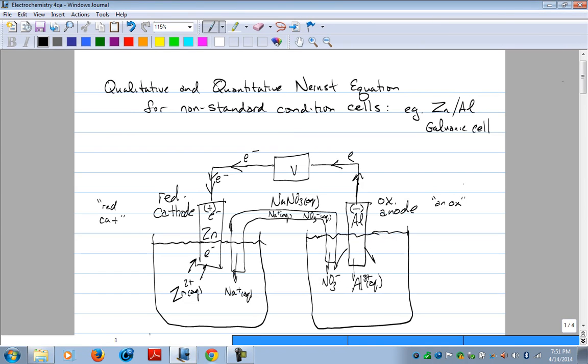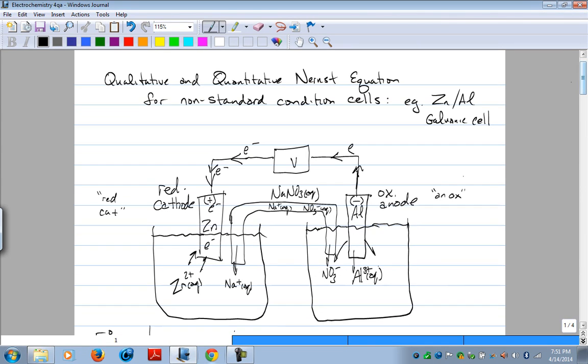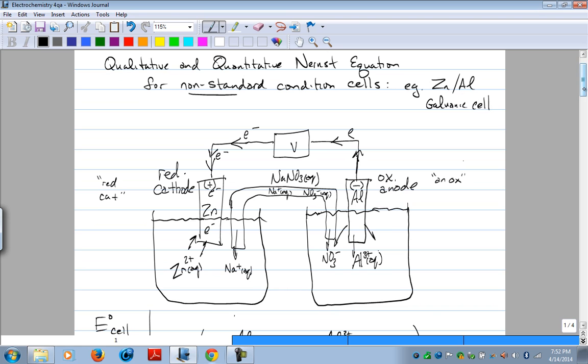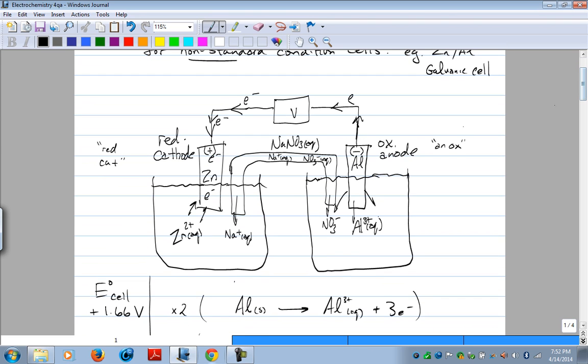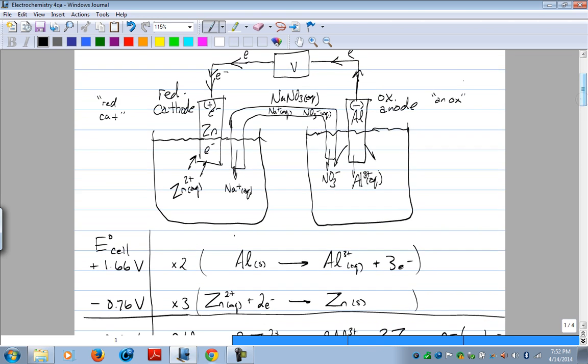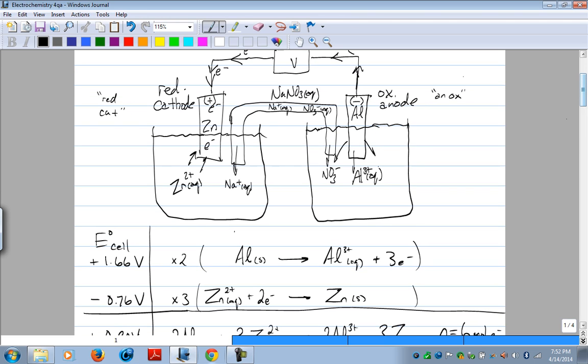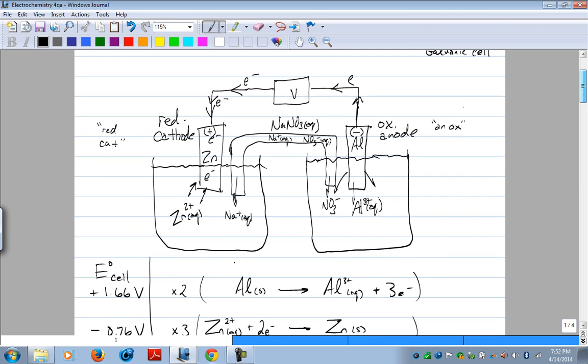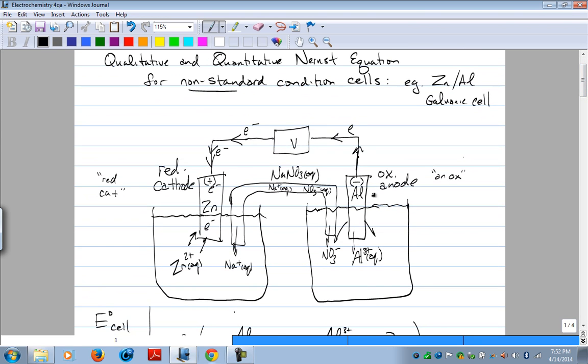Let's look at a couple of galvanic cells with non-standard concentration conditions, but we'll keep the temperature at 298 Kelvin. Starting with a zinc aluminum cell, you can look up the standard reduction potentials for aluminum and zinc, and you can see that aluminum tends to be oxidized under standard conditions relative to zinc, so the zinc cations would be reduced. And that sets up this cell as the aluminum anode and the zinc cathode.